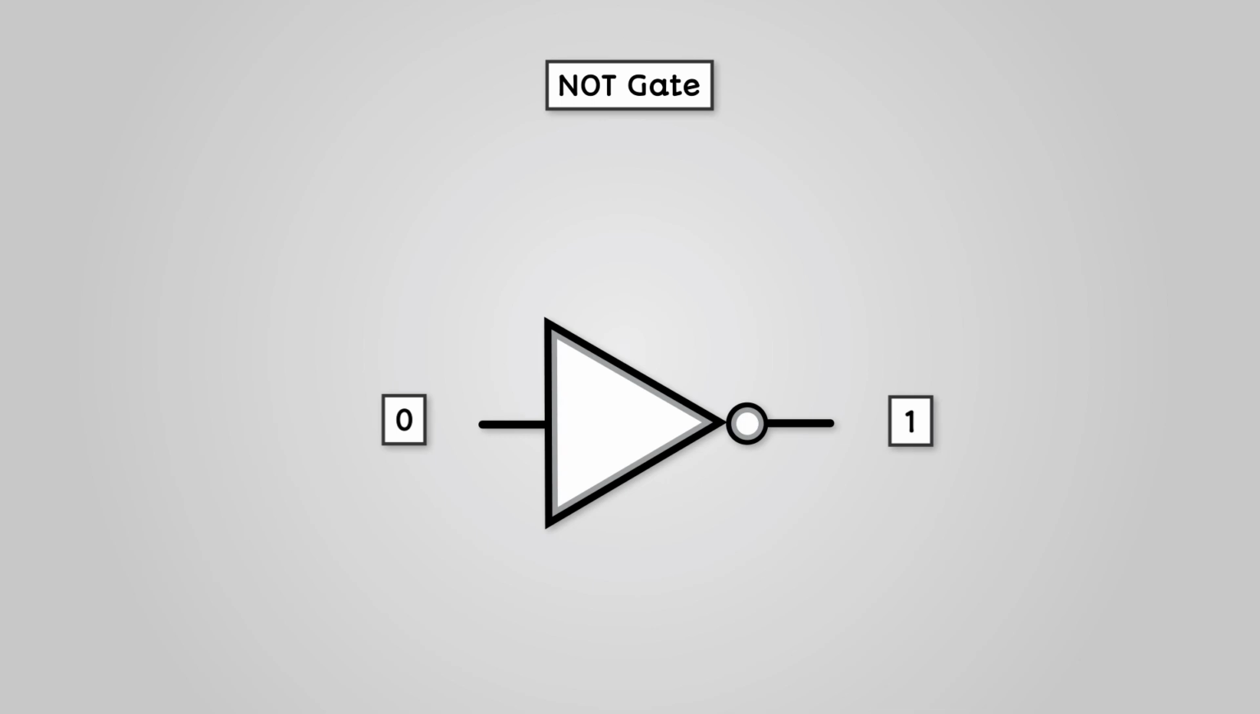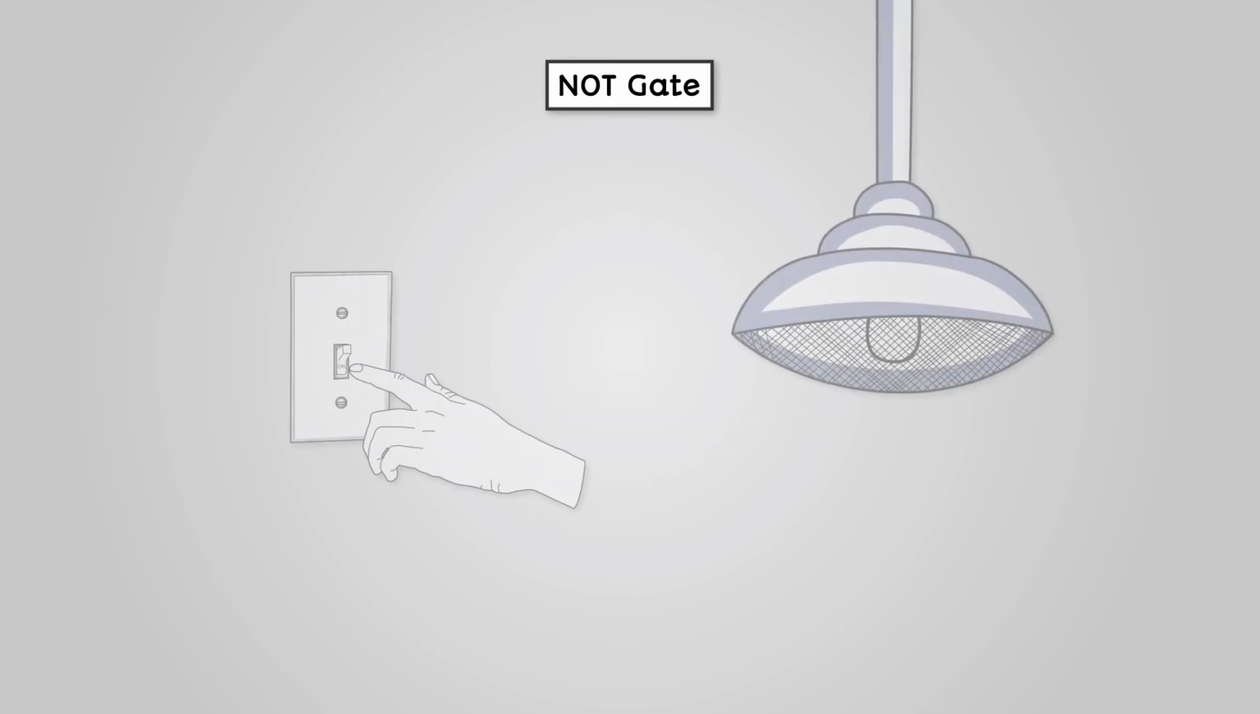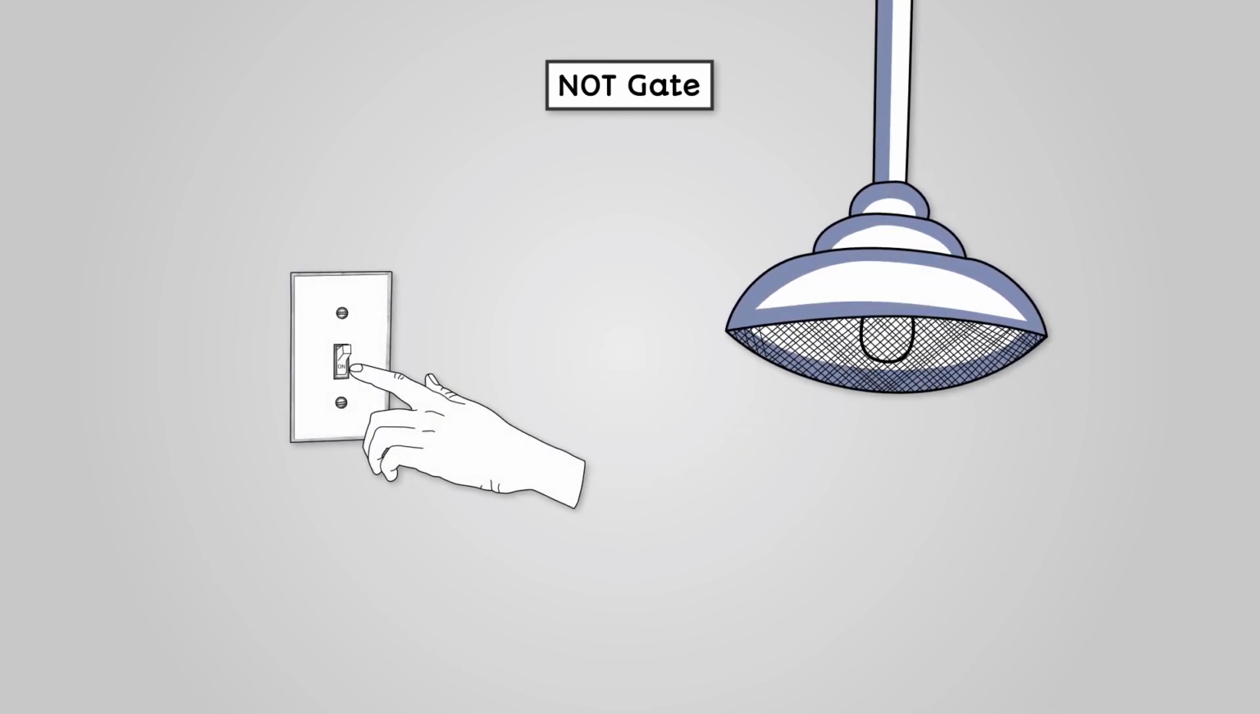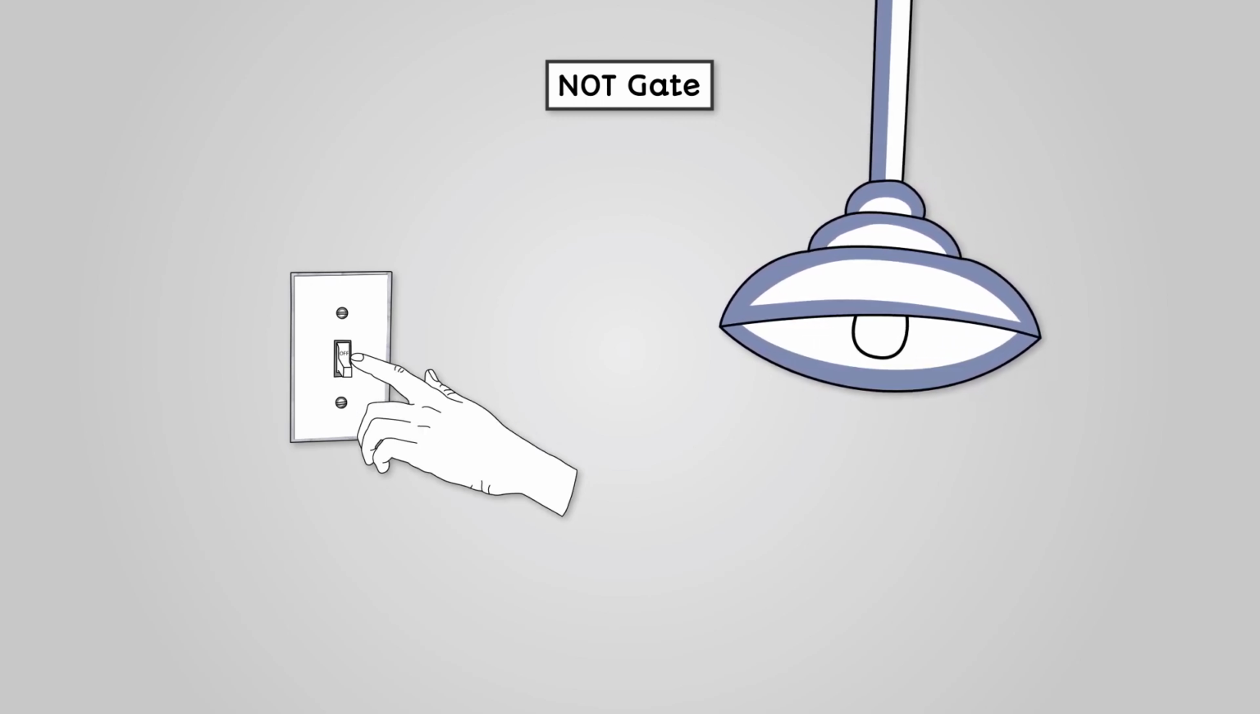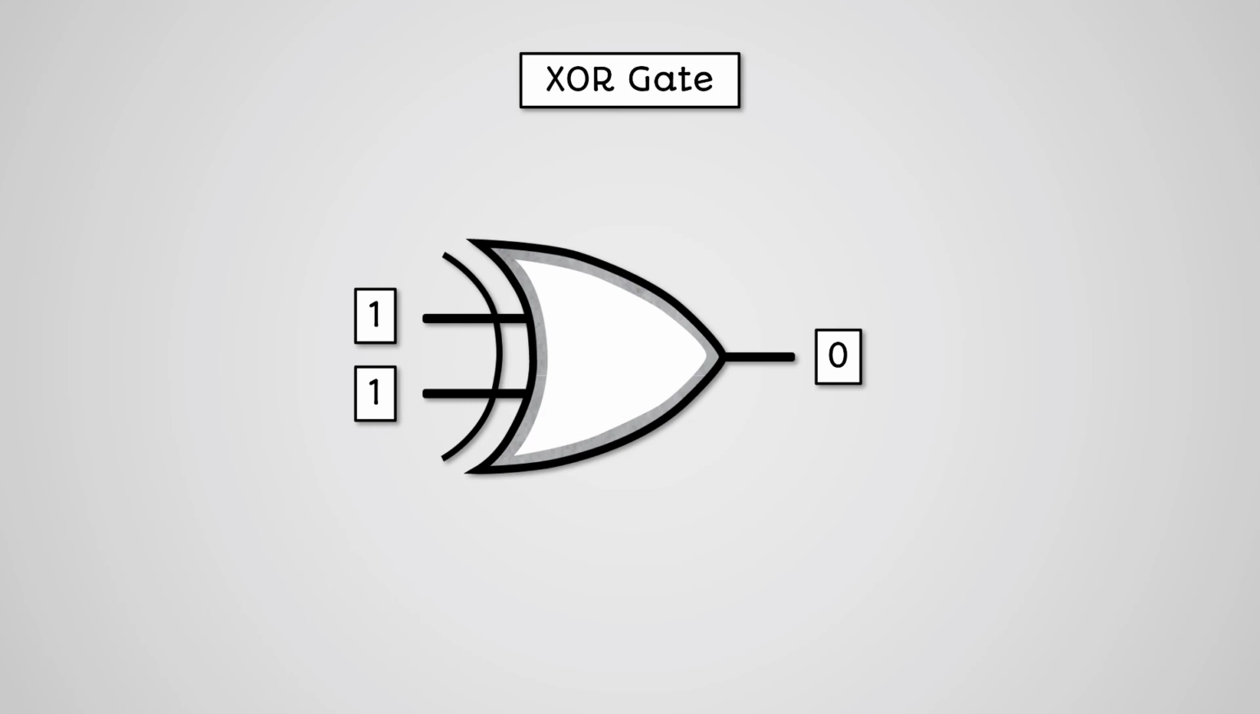We can't really represent this with our light bulb analogy. It would be like someone had wired the light switch the wrong way, so that when you turn it off, the lights went on.